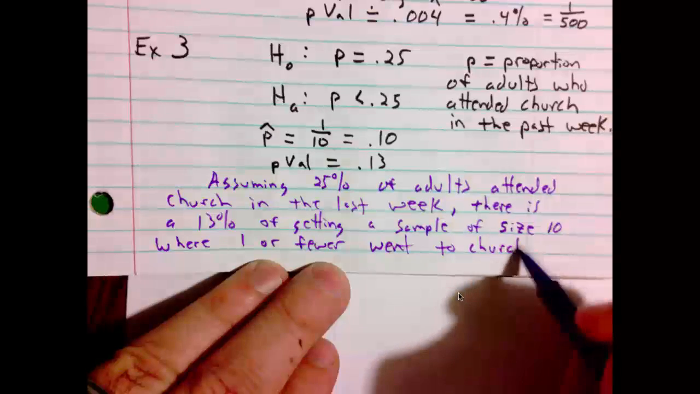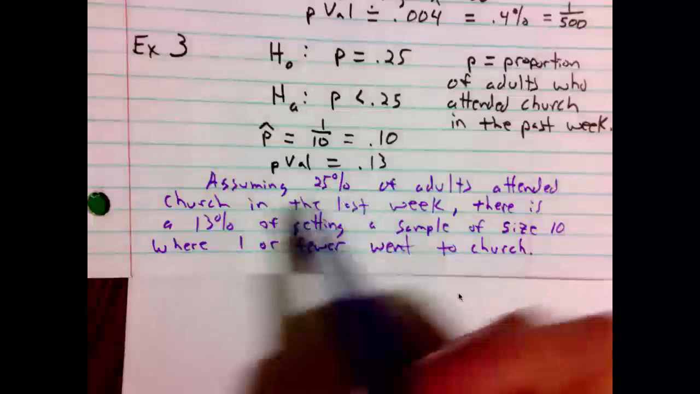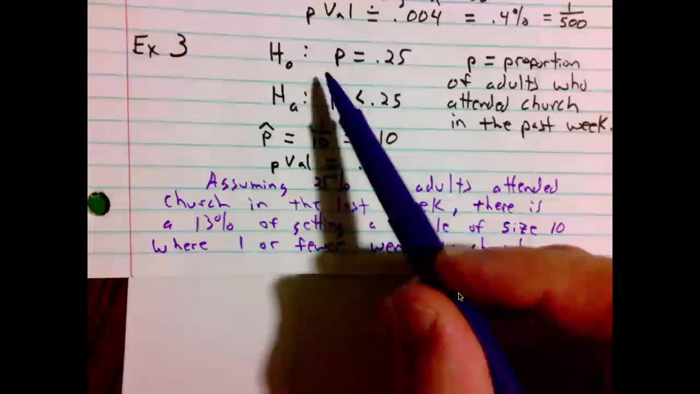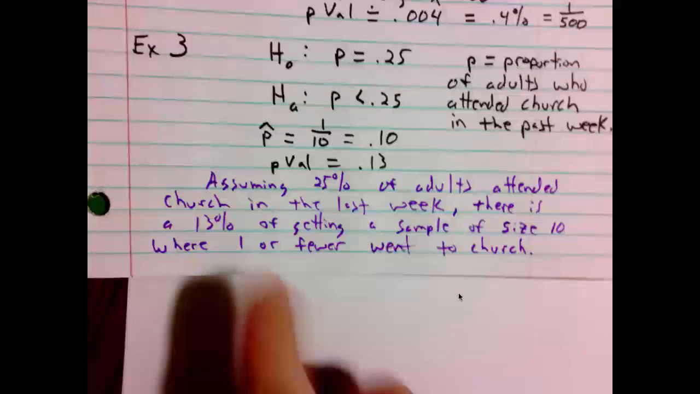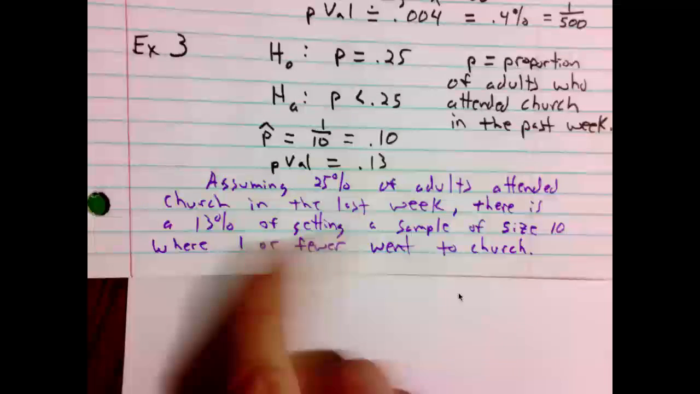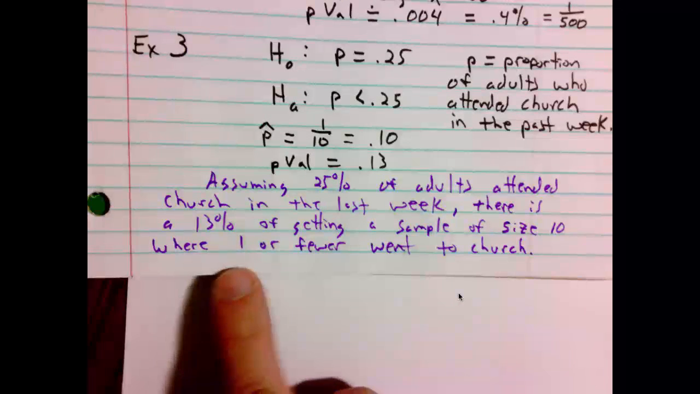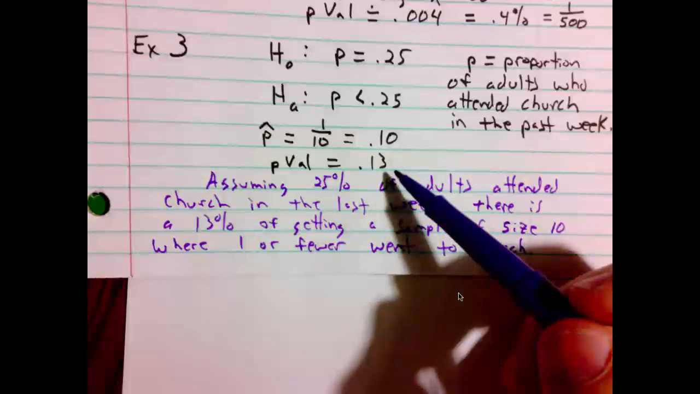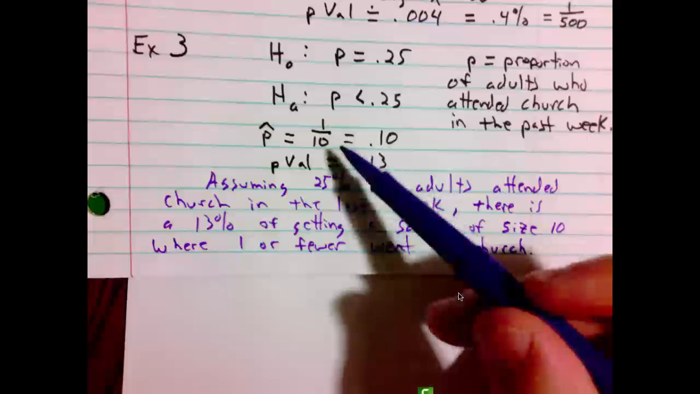When we're doing this to interpret, when we're dealing with proportions, it can be slightly confusing because we're seeing percentages twice. Once in the context of our parameter and once in the context of the probability. Assuming 25% of adults attended church in the last week, there is a 13% chance of getting a sample of size 10 where one or fewer went to church. That is, it is compelling, all right, but certainly not by our 0.05 alpha or even by our 0.1. Our sample size is just not that great.